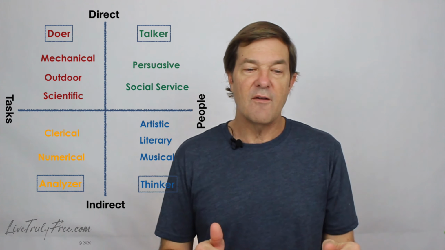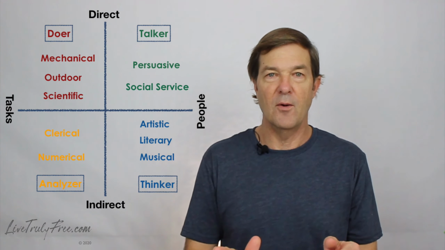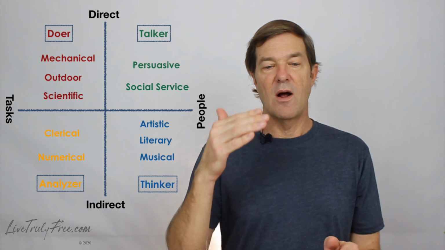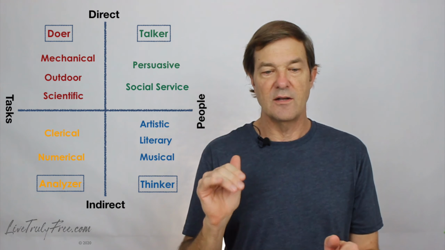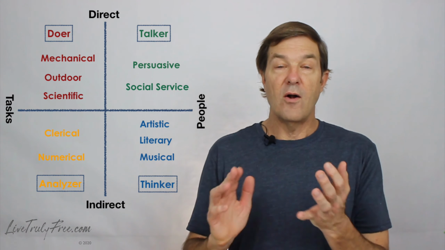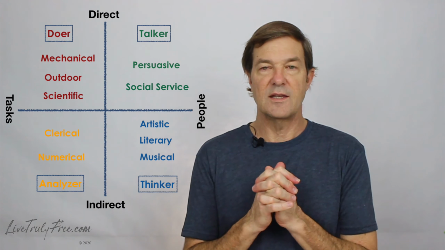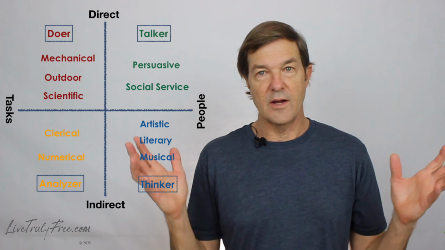In talker, you have persuasive that's pulling you up into the green, up and away. All right? Social service has a little blue in it. All right? So it's still in the green, but it's got a little blue, so it could pull you down to the thinker part. Artistic, literary, musical, all blue. That's the thinker. And the analyzer, clerical, numerical, all yellow.